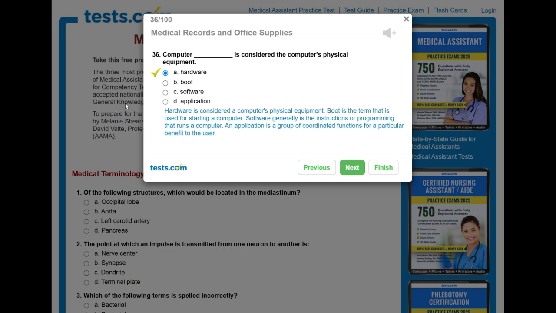Boot is the term that is used for starting a computer. Software generally is the instructions or programming that runs a computer. An application is a group of coordinated functions for a particular benefit to the user.